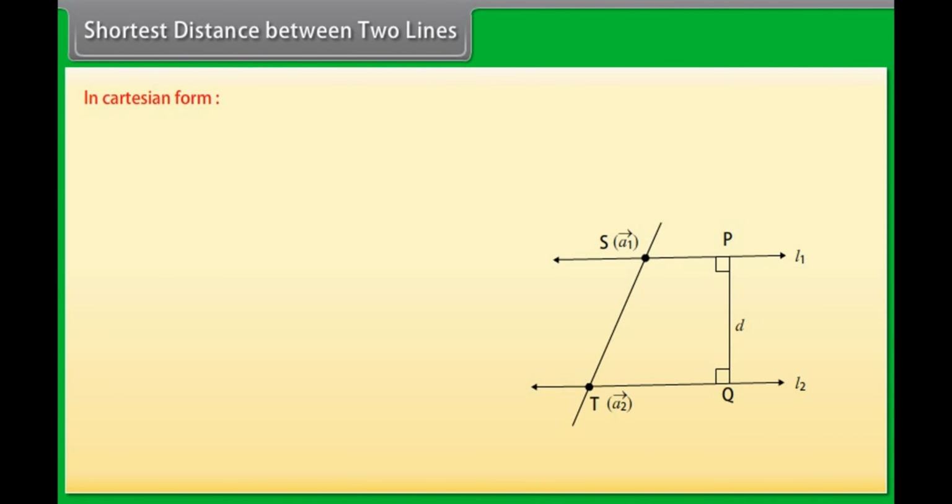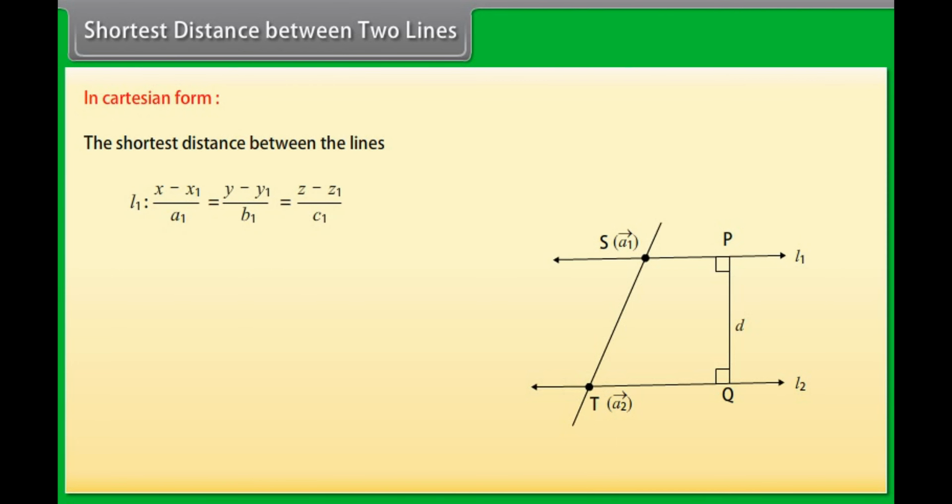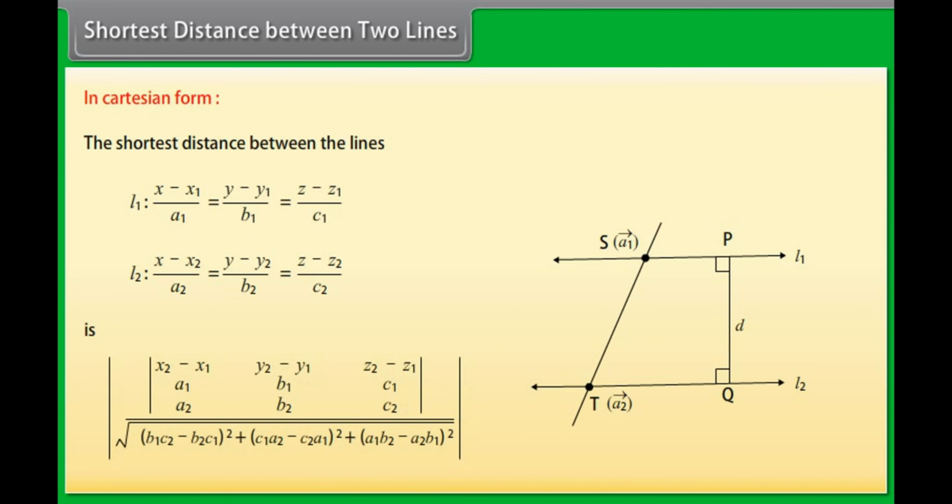In Cartesian form, the shortest distance between the lines L1: x minus x1 by a1 equals y minus y1 by b1 equals z minus z1 by c1, and L2: x minus x2 by a2 equals y minus y2 by b2 equals z minus z2 by c2, is modulus of determinant, row-wise, first row x2 minus x1, y2 minus y1, z2 minus z1, second row a1, b1, c1, third row a2, b2, c2, divided by square root of (b1 c2 minus b2 c1) square plus (c1 a2 minus c2 a1) square plus (a1 b2 minus a2 b1) square.